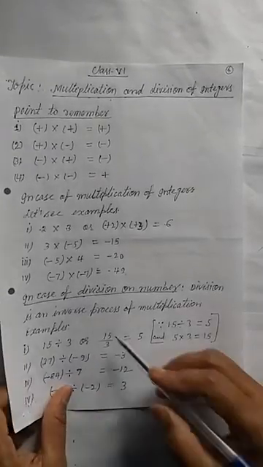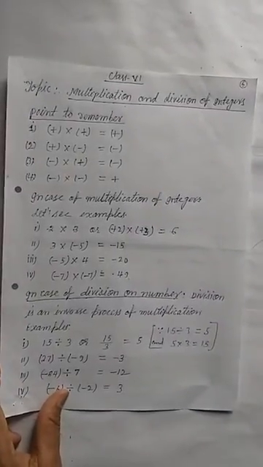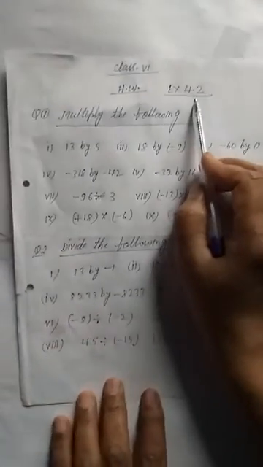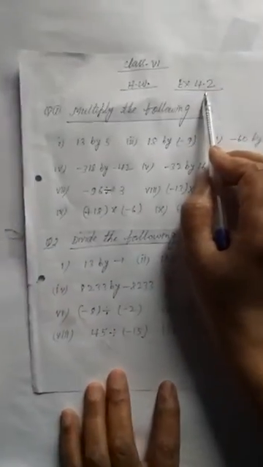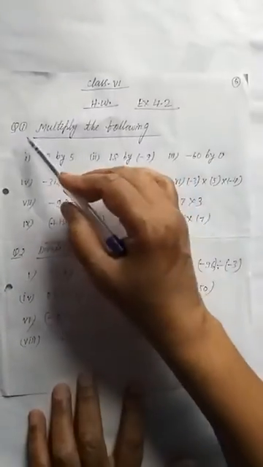Now I am giving homework on the basis of these rules, and you will do the homework. The homework is given here, exercise 4.2. Those students who have a book can do it, and those students who have no book can do question number 1 and question number 2.